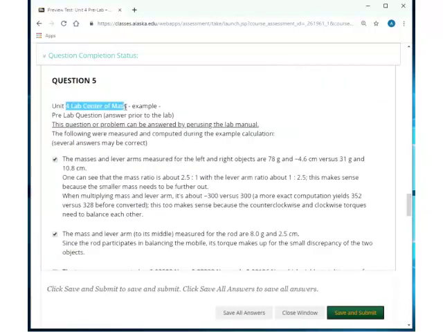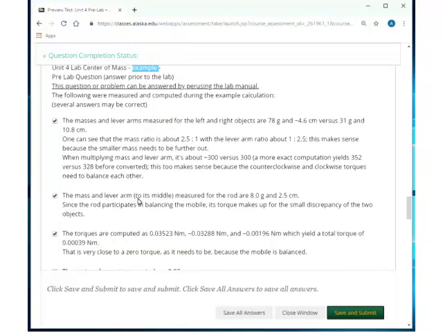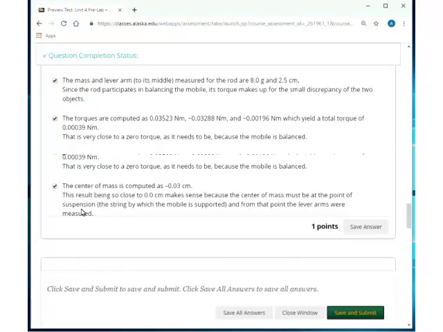Still the same lab. This is the example that is posted in the lab. You should find these numbers listed here. All of them should apply.